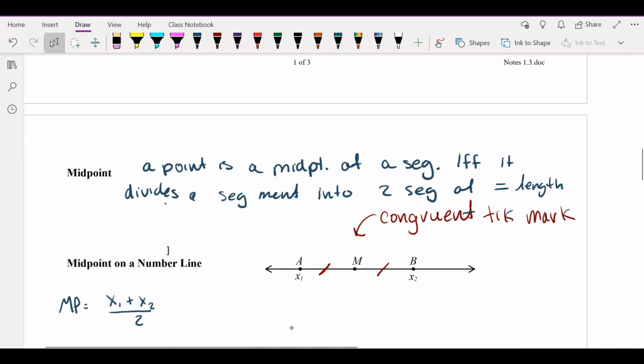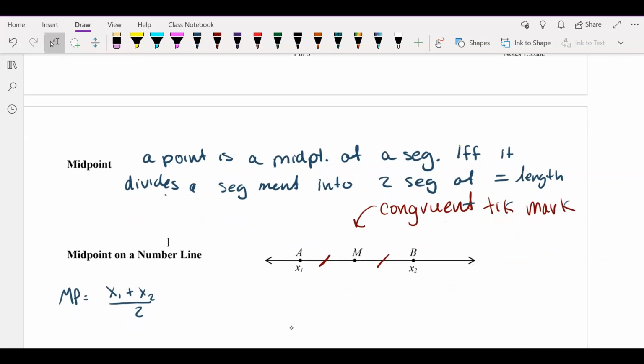Okay, then we have the midpoint formula. So midpoint is going from 2 points and you're finding the direct center of it. So a point is midpoint of a segment if, and it has to be a segment, it can't be a line because you're going from 2 points. So here you're going from 2 points. So this entire distance here. So it's not just going to be the entire line, it's the specific part of that line. If and only if, IFF means if and only if, it divides a segment into 2 segments of equal length.